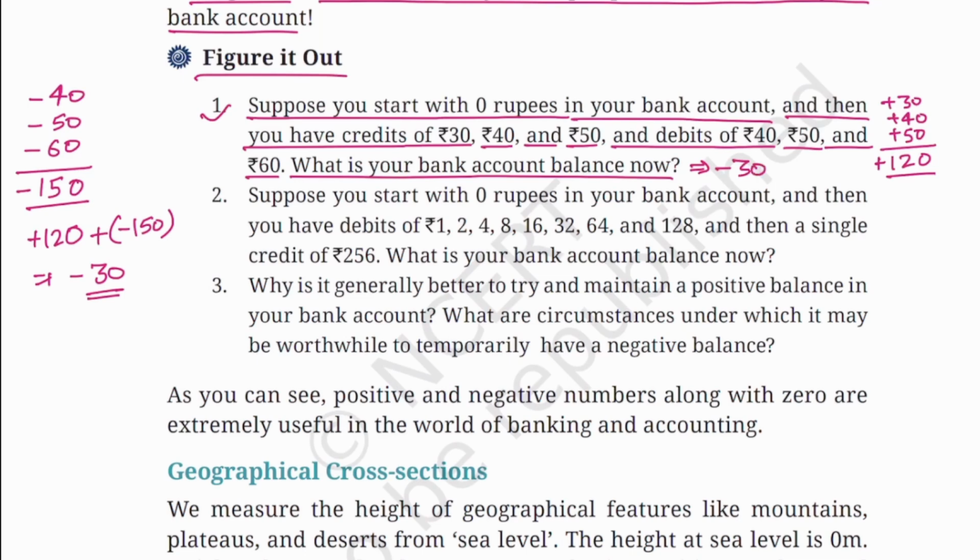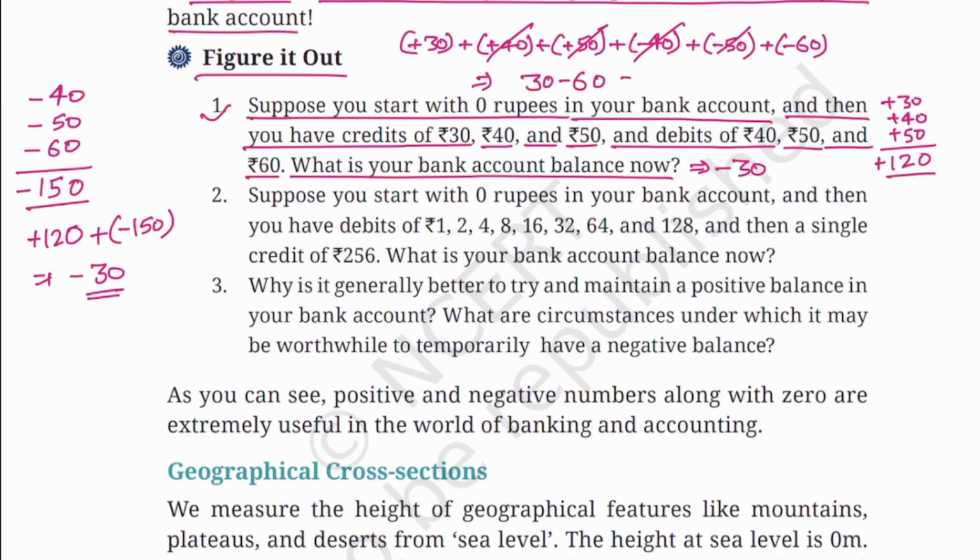You can solve in another way. Plus 30 plus 40 plus 50 plus minus 40 plus minus 50 plus minus 60. You can see this will cancel out. This will cancel out. What will remain is 30 minus 60 is equal to minus 30.